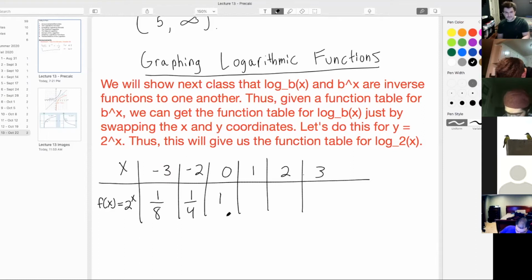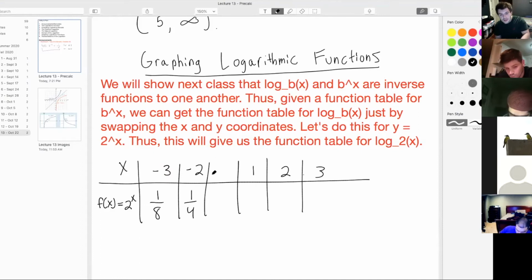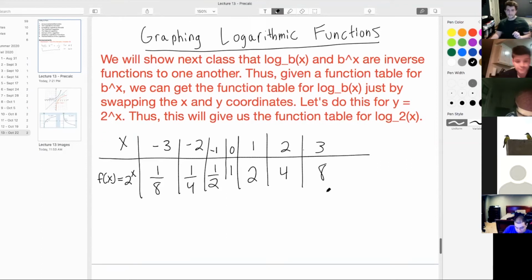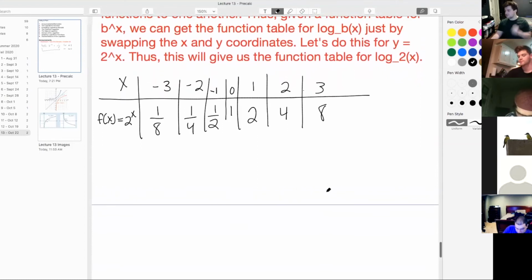Oh, I forgot -1. Let's see if I can just split this up into 2. There we go. Plug in -1, you will get 1 over 2. So the first 3 entries are by our work on negative exponents. Now plug in 0. 2 to the 0 is 1. 2 to the first power is 2. 2 to the second power is 4. 2 to the third power is 8. Good, so this is just a good old-fashioned function table for 2 to the x.